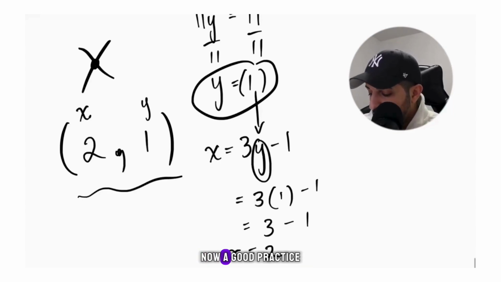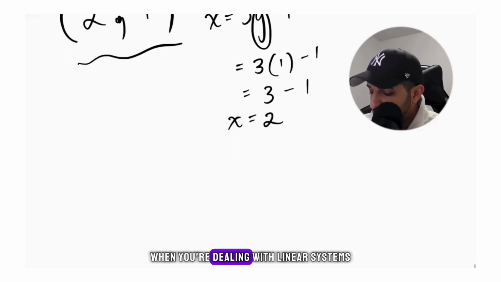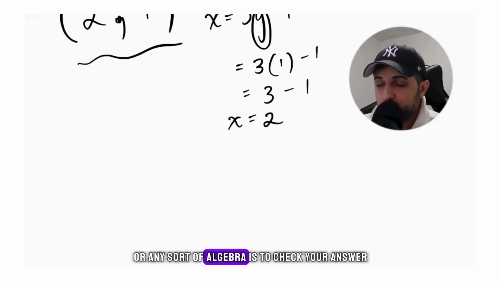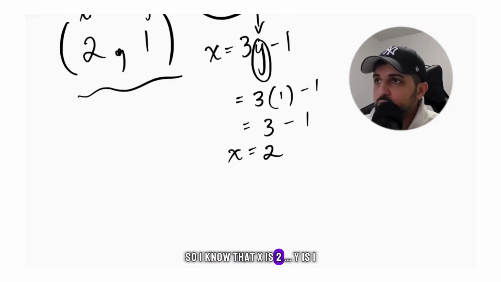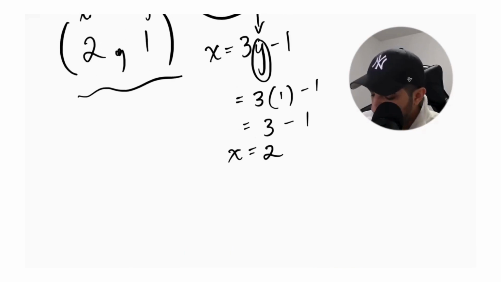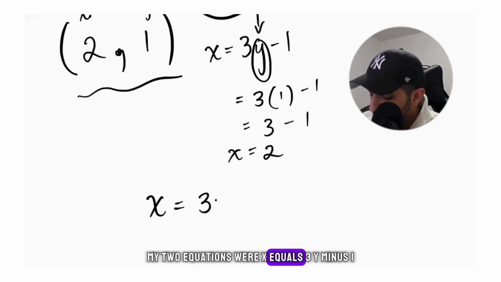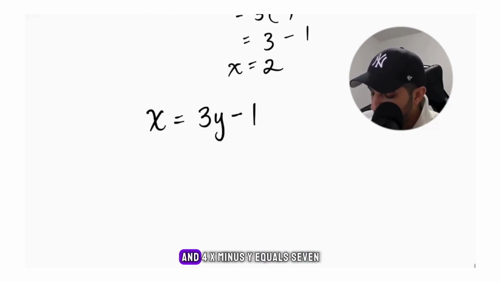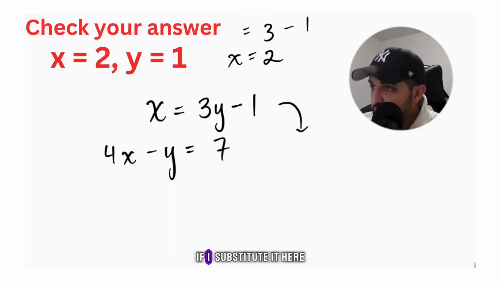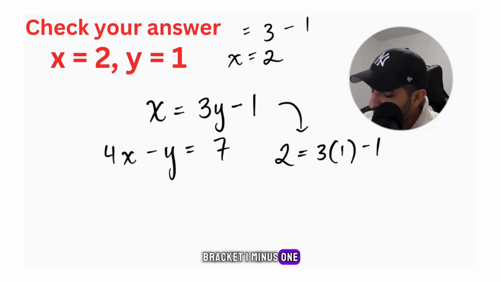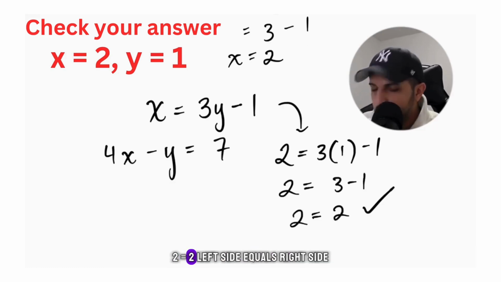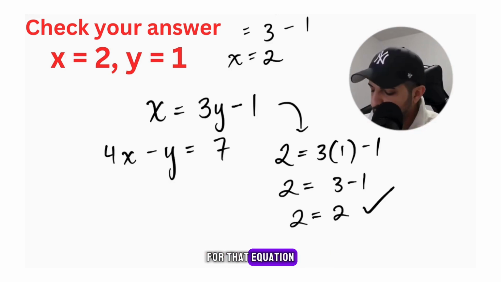Now, a good practice when you're dealing with linear systems or any sort of algebra is to check your answer. So I know that x is 2, y is 1. My two equations were x equals 3y minus 1 and 4x minus y equals 7. If I substitute it here, I get 2 equals 3 bracket 1 minus 1. 2 equals 3 minus 1, 2 equals 2. Left side equals right side for that equation.